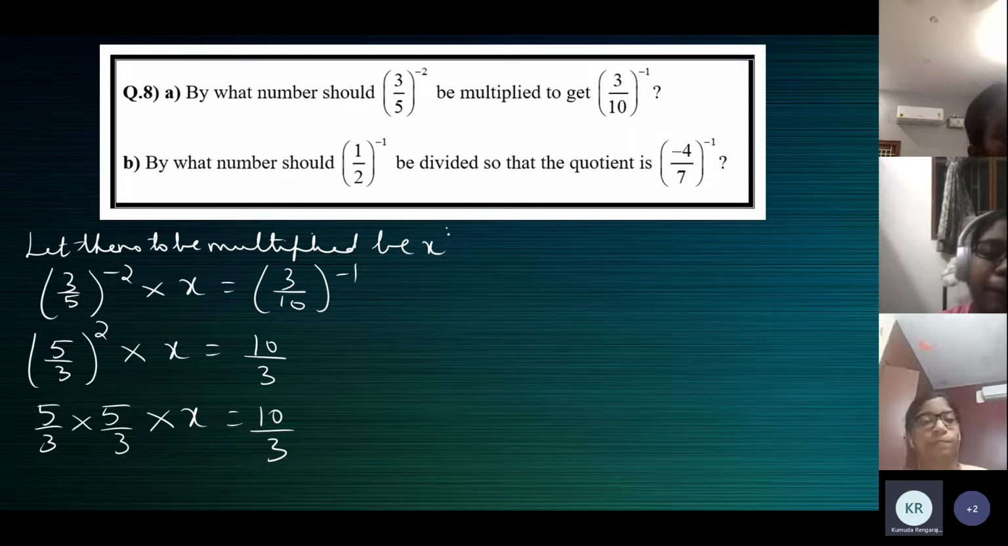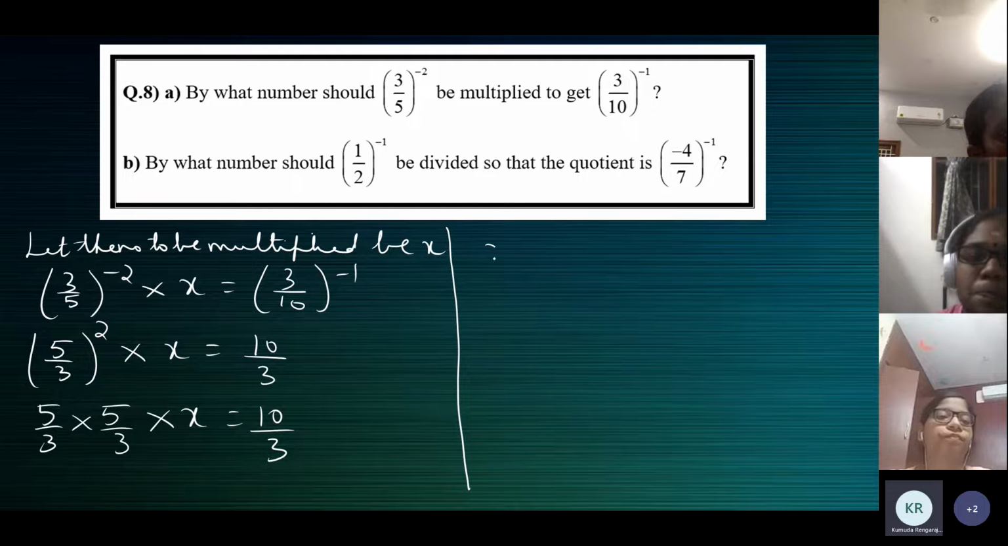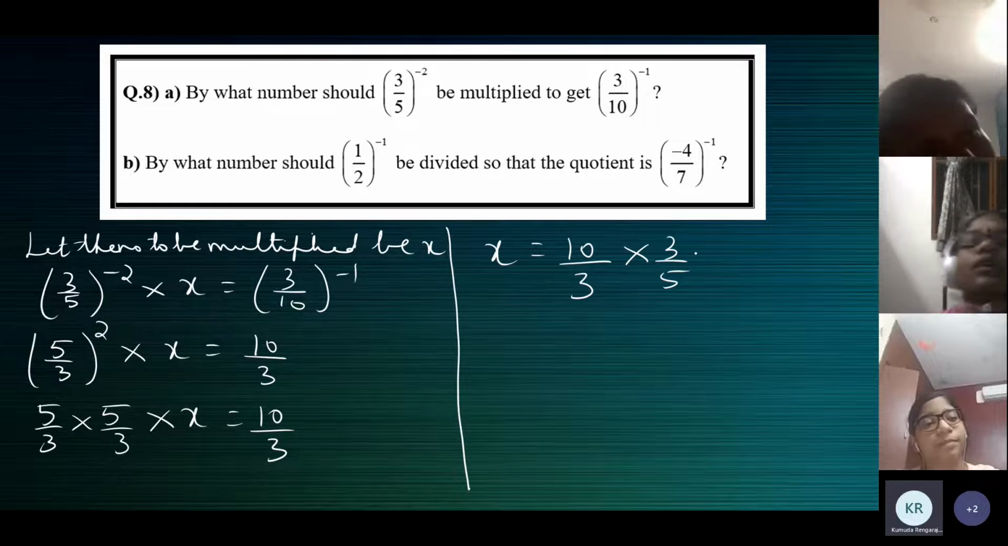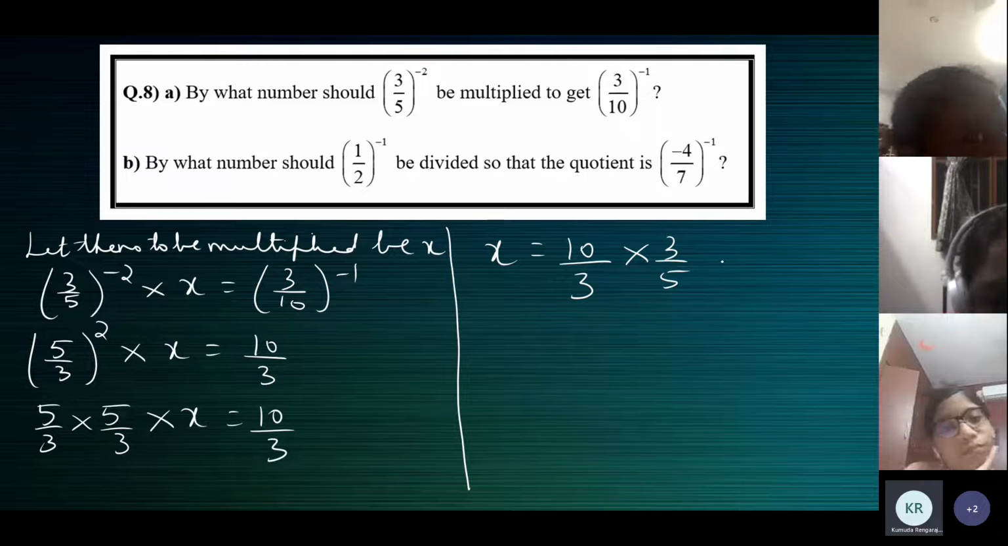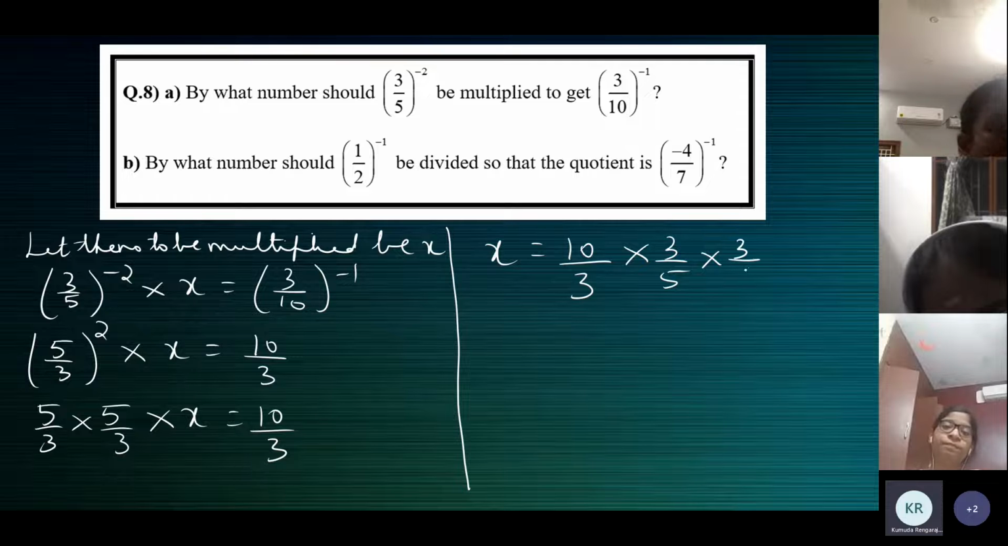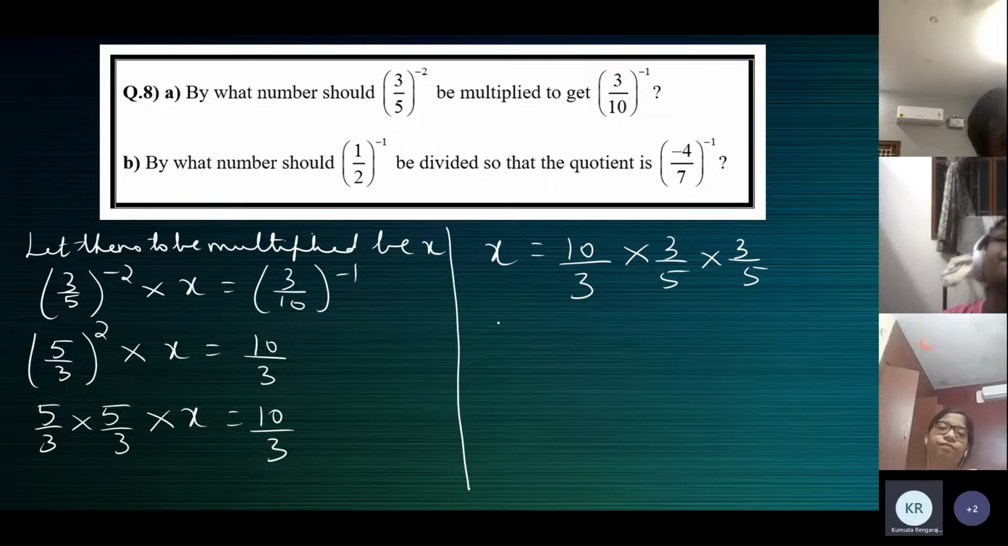Now transpose, you're solving for x. So take 5/3 to the other side. What will happen to 5/3 when it goes to the other side? It will become its reciprocal, right? 5/3 will become 3/5 on the other side. Yes or no? Yes, ma'am. We have two 5/3s on the left hand side. When they come to the right hand side, they'll become 3/5 into 3/5.